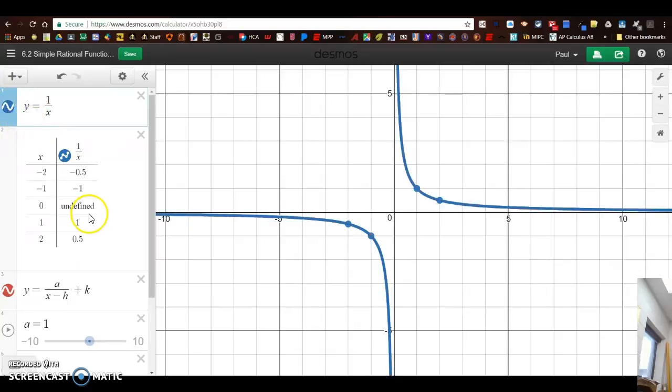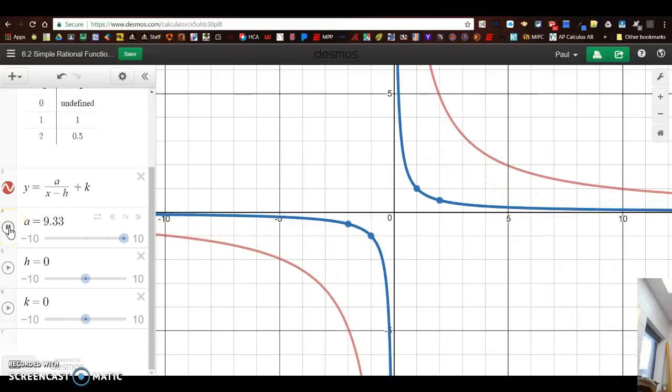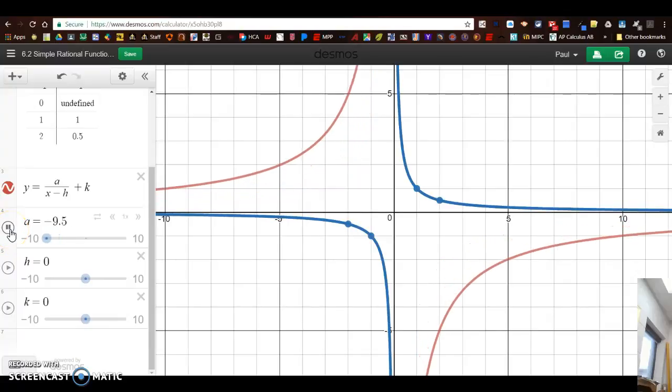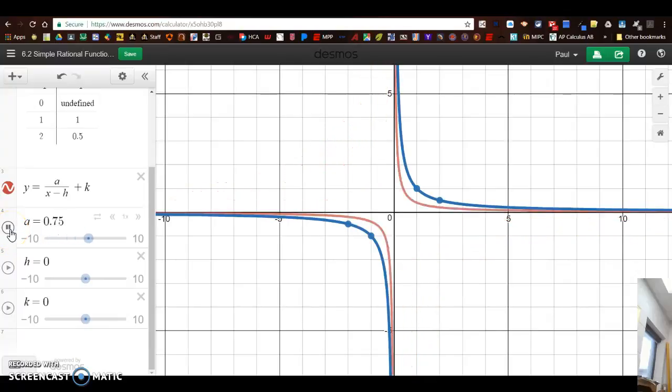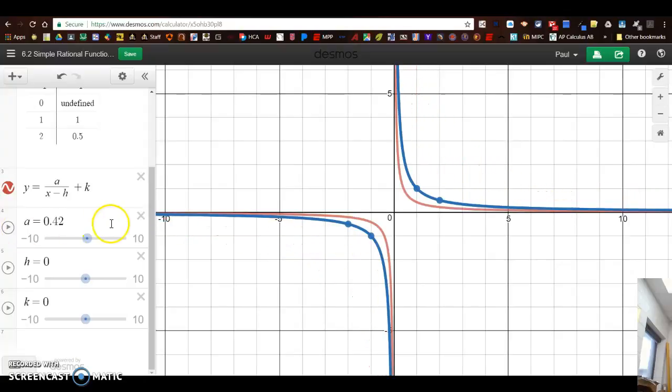With it turned on, when I hit play, watch me mess with a. A is the number on top, so a is our constant that we're dividing by x. When I hit play, notice that it stretches my graph out as it gets bigger positive, and then when it becomes negative, it reflects across the x-axis. So this branch goes down here, this branch goes up there. And again, it stretches away from the origin, and as it gets smaller, it comes back. Positive flips back over, it goes into quadrants 1 and 3 again.